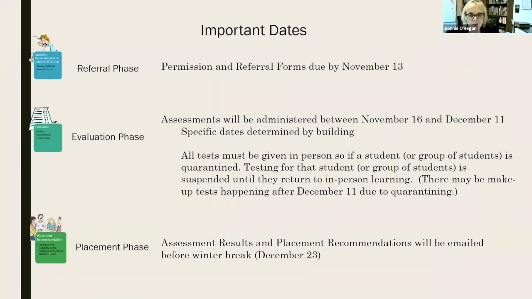Assessment results and the placement recommendations, everything will be emailed to you before winter break. Winter break, I believe, is that there's an early release on the 23rd. So the goal is to get those all out prior to that. I don't want to be doing it on the 23rd, which I'm sure you appreciate also. And then we will get back together to talk about all of the scores and score interpretation.